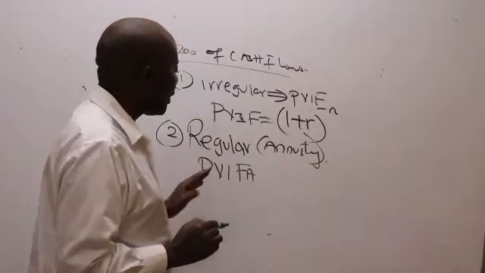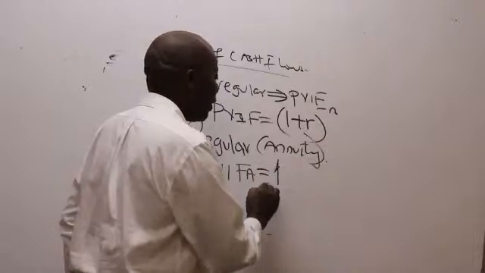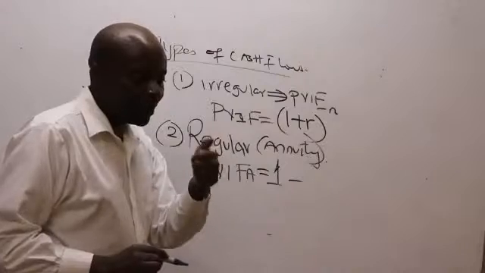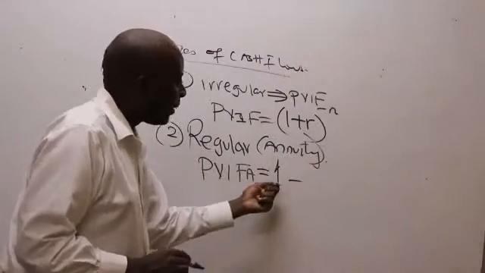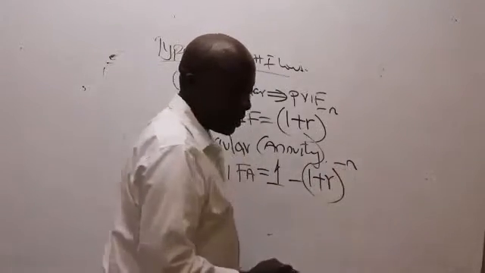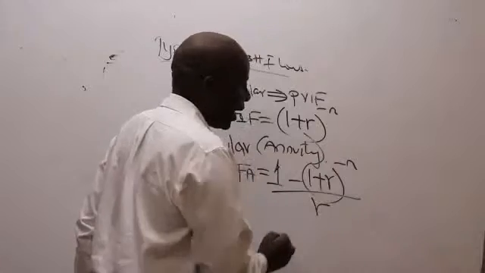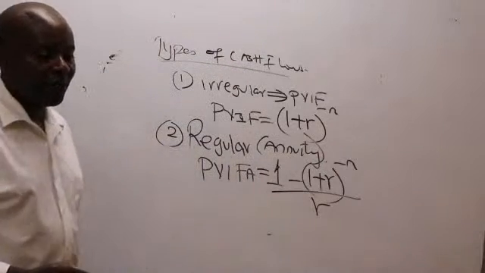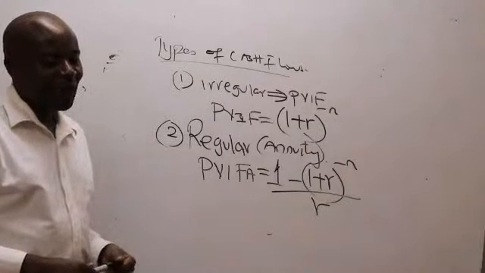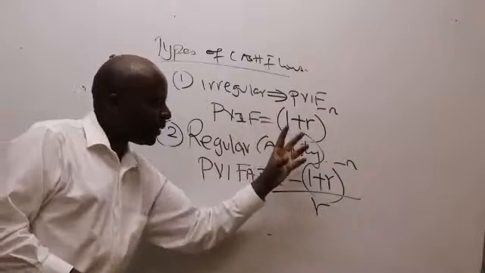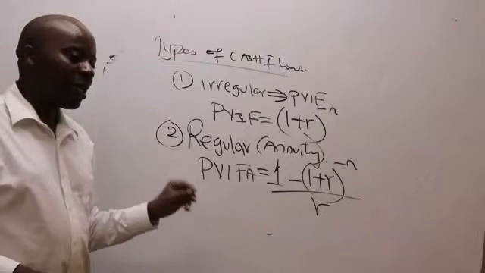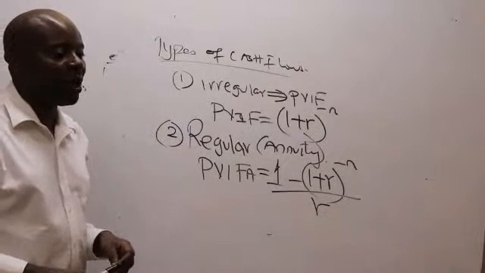For us to get this PVIFA, the person who taught me told me that you need to take 1 minus this simpler formula. Thank you very much, J. Abayo. The simpler formula here is 1 plus R raised to negative N, all over R. So it is 1 minus the simpler formula, and then you divide everything by R. Very important for us to appreciate this formula.